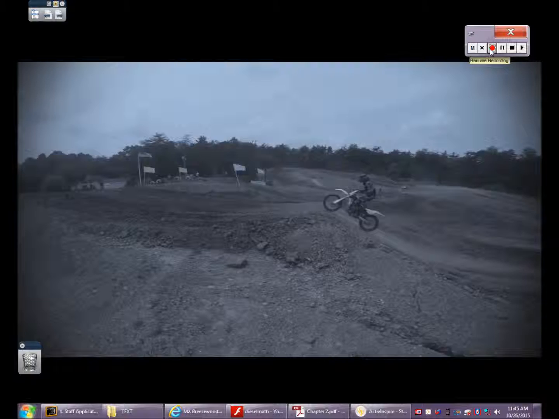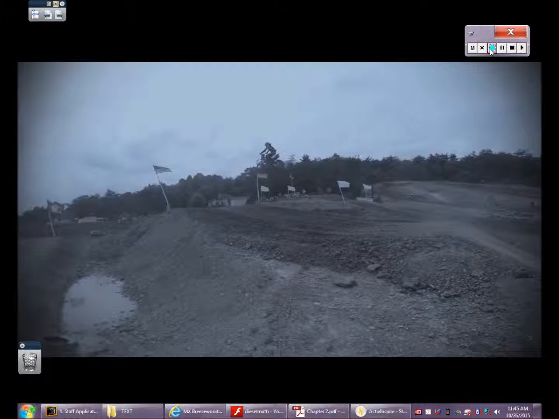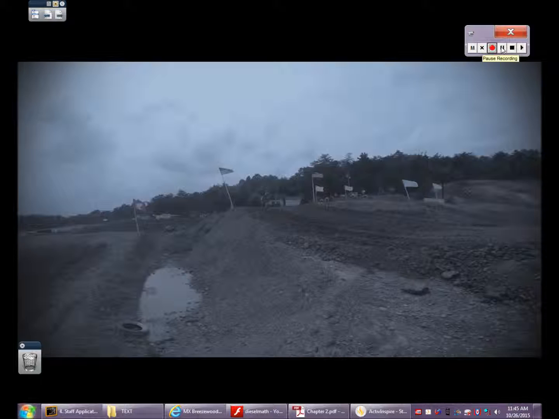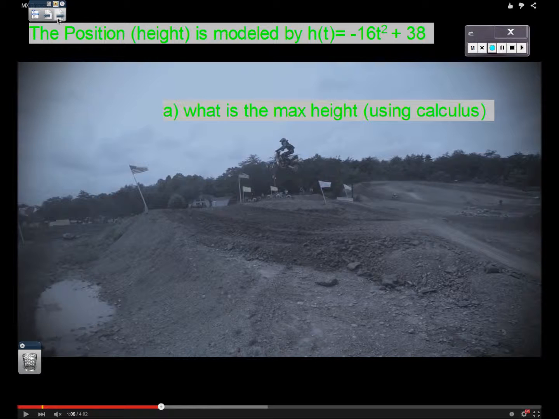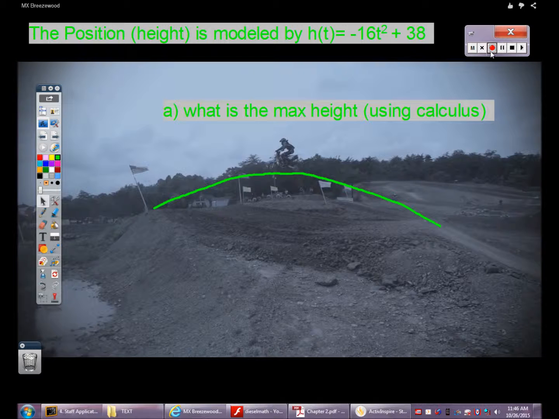Here's how. Suppose I want to know the maximum height of that jump that I just hit right there. I can use calculus to figure this out. If I had the equation for my position, h of t equals negative 16t squared plus 38, I can calculate the max height. Let me show you how to do that. The max height occurs at the vertex of my parabolic flight path. At that vertex, the max, the tangent line has a slope of 0. Well, derivatives give me the slope of the tangent line. So the slope of that red line equals 0, and I can take the derivative of h of t.